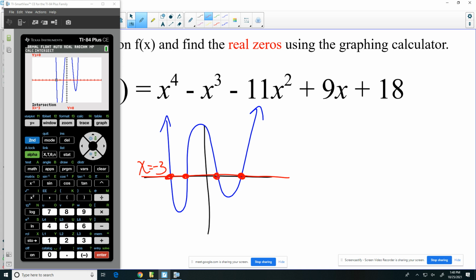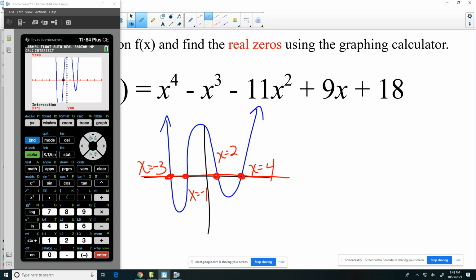All right, now we're going to do the same thing. We're going to find the next point of intersection. Second calc. Number 5 again. Yes, this is my first curve, so I hit enter. Yes, it's my second curve, so I hit enter. Now I'm going to get close to the next one. Hit enter again. The second point of intersection is x equals -1. We would continue doing this for the next 2 points. I'm going to tell you that x equals 2 and x equals 4 are the other ones. Okay, just to save a little time.